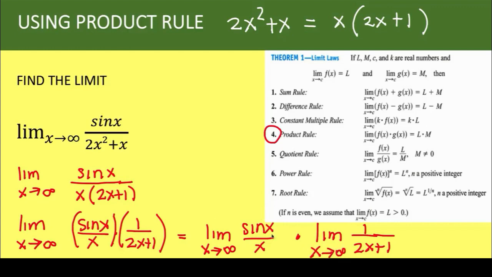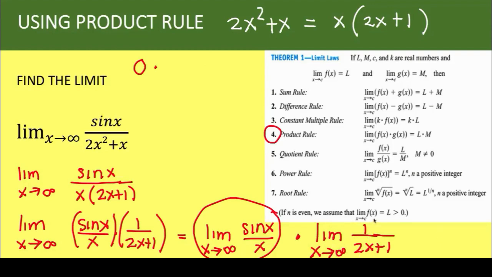The limit of sine of x over x as x approaches infinity, we already computed before. We know that the value of this limit is 0, times. Now, even if you do not compute this, if you have 0 times any number, the result is still 0. But we can still also compute this.